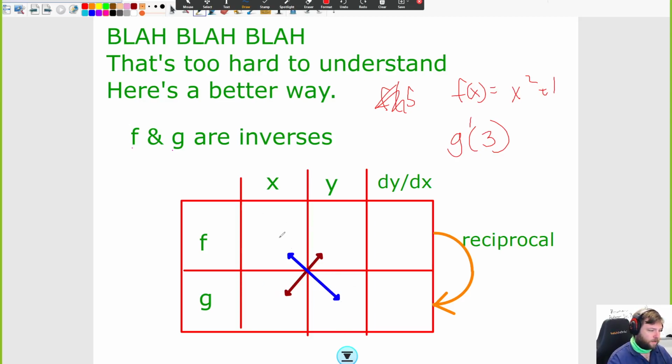The idea is I start filling out this table. And then usually the flow chart is you start down here with some information, and then you fill in information up here. And then when you know the x value here, you can take the derivative of f to get a derivative. And then the reciprocal of the derivative, the goal is to get this down here.